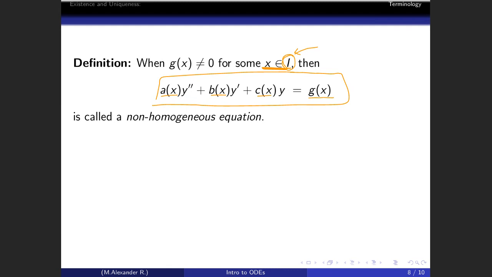Not only that, we also have to be careful with the a function. The a function cannot be 0 on the specific interval that's given to us. Whenever you have a g function here in this differential equation, which I call an ODE, this is called a non-homogeneous equation, because the g function is not 0. So that's what non-homogeneous means: not 0.